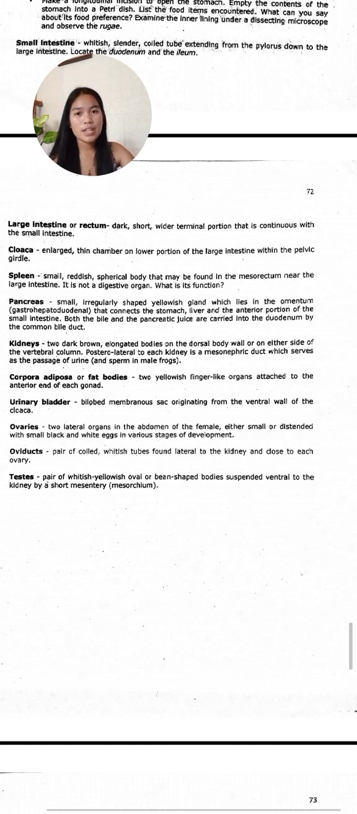Next is oviducts. So oviducts is a pair of coiled white tubes found lateral to the kidney and close to each ovary. Next is testes, a pair of whitish, yellowish, oval or bean-shaped bodies suspended ventral to the kidneys by a short mesentery. So that's all for exercise number 10. Thank you.